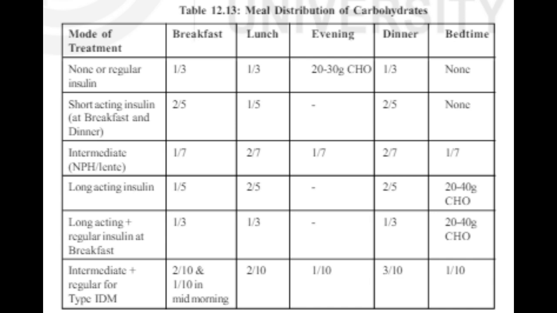The carbohydrate distribution varies with the type of insulin prescribed. Keeping track of the amount of CHO in each meal is a recent trend in calculating the diabetic diet and is known as carbohydrate counting. Table 12.13 shows the distribution of CHO according to type of insulin. Table 12.13, meal distribution of carbohydrates.